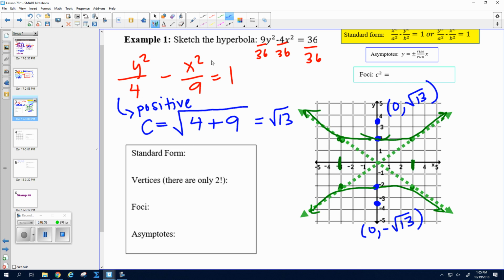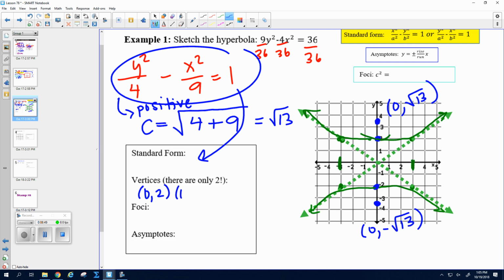So we did standard form. That's right here. You can fill that in. Vertices. This time there's only 2 vertices. So we can actually write our vertices as 0, 2, and 0, negative 2. These points here. And then our foci, 0, square root of 13, 0, negative root 13.